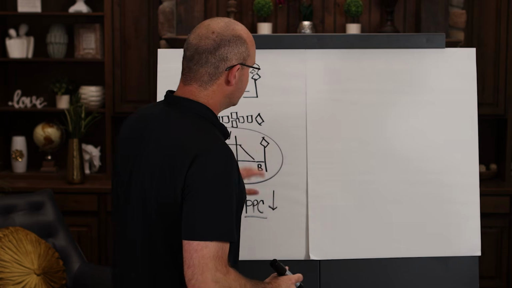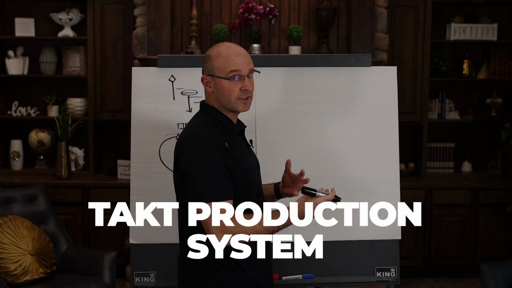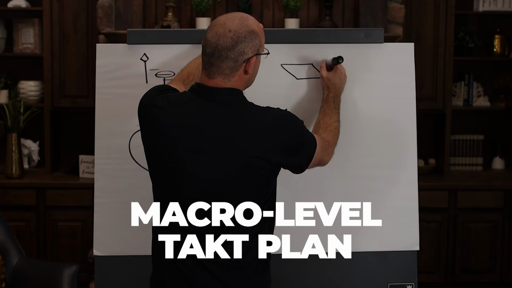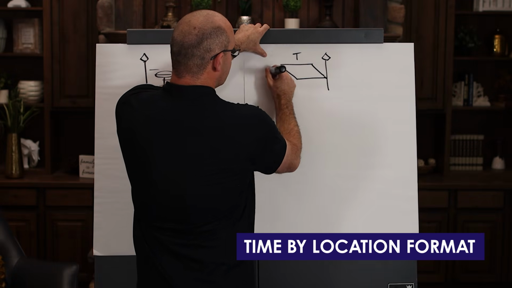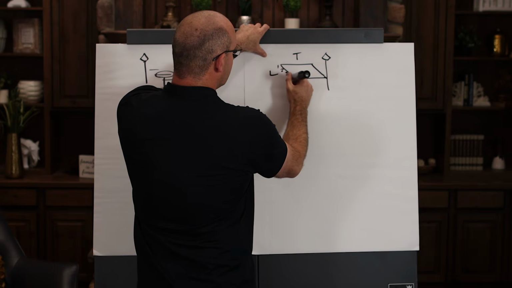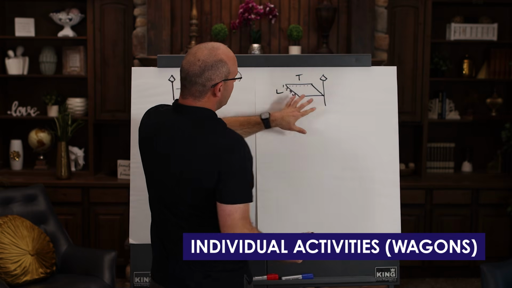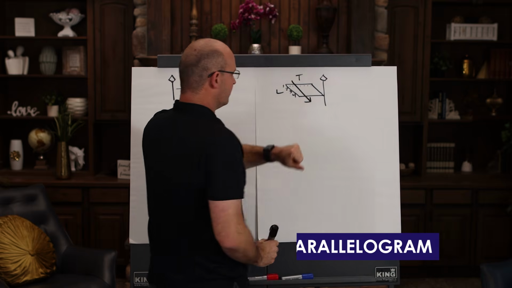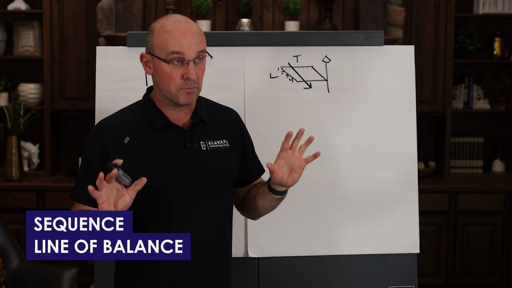So I want to make the point that when you had a phase up here, and I'm going to pivot completely into the Takt production system now. When you have a phase in your macro, ideally your milestone is set because in a time by location format, let's just say you had a few zones here. These were all individual activities or wagons. You now have a beautiful parallelogram, and this was built off of trade flow. And you have a sequence, a line of balance that can all be verified mathematically.